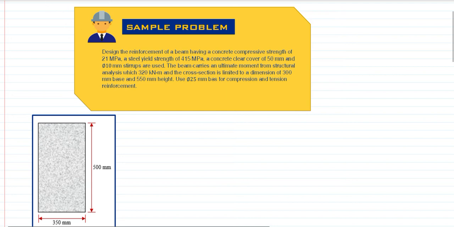So, ibig sabihin, limited lang tayo dun sa dimension na 300 by 550. We don't need to change the dimension. We just design it as it is. Then, ang kailangan lang natin i-determine is yung reinforcement niya and yung arrangement ng reinforcement. So, gamitan daw natin ng diameter 25 kung sakaling doubly yung compression and tension, and kung singly diameter 25 mm for the tension bars.